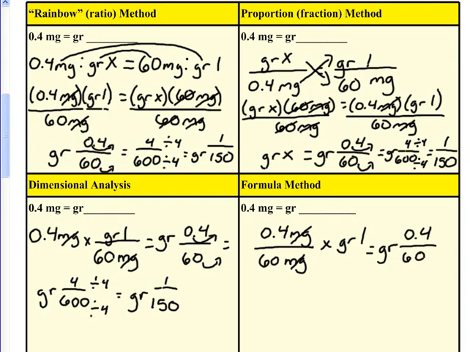Since we can't have the decimal inside the fraction, we're going to have to move it one place to the right to remove it, and whatever I do at the top, I will also have to do at the bottom. This gives us a new fraction of grain 4 over 600. We then can simplify this fraction by dividing both the top and the bottom by 4. This then shows us that 0.4 milligrams is equivalent to grain 1/150th.